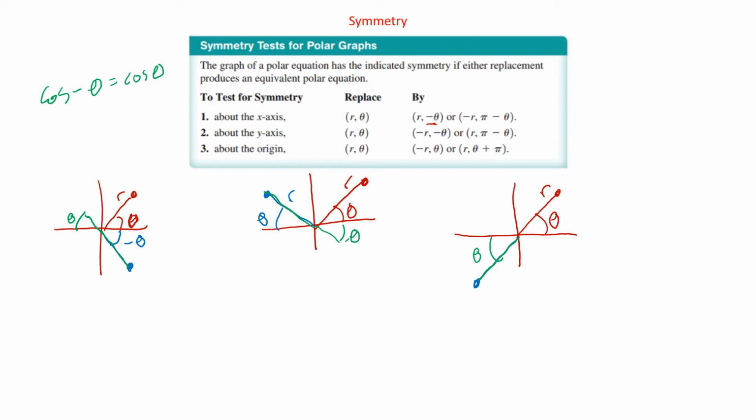So if we had something like r equals sine theta, and we replace the theta with a negative theta, this would be a negative sine theta, because that's how the sine works, but it's not the same. So in order to make it back to the original, we'd have to make this a negative r as well. So the theta became negative and the r became negative, which would be symmetric about the y-axis. So different ways you can look at it. Also, don't be afraid to graph it as well. You can graph it and see what it looks like.